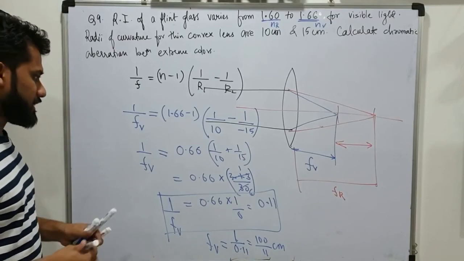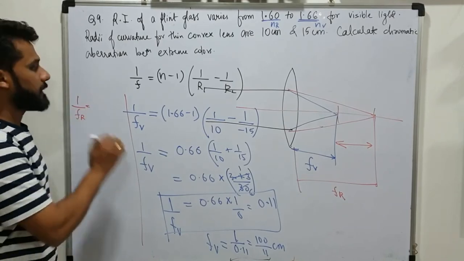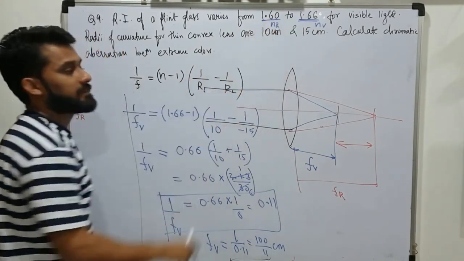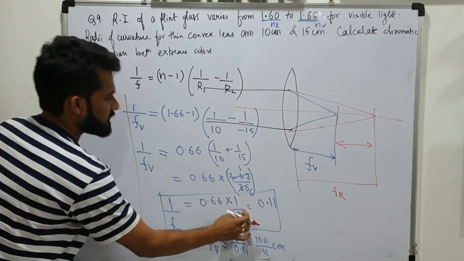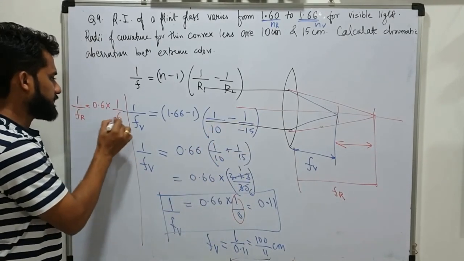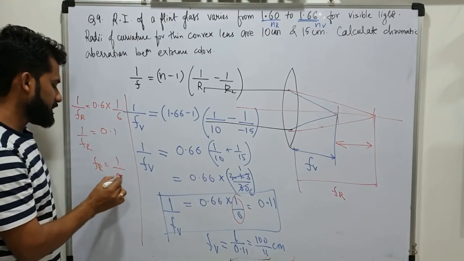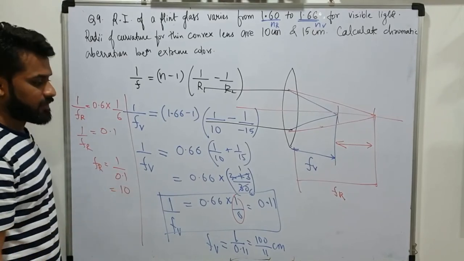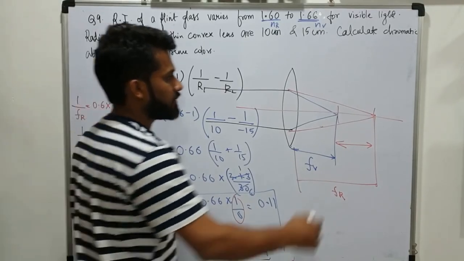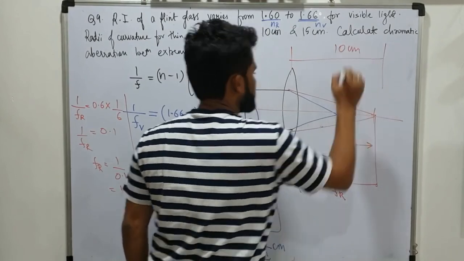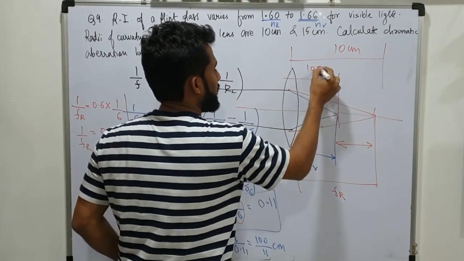Similarly, I can solve it for red as well. 1 upon the focal length of red color will be n minus 1, which is 1.60 minus 1, that is 0.6, times a factor that remains the same, 1 by 6. We have already proved it. So 1 by the focal length of red comes out to be 0.1. The focal length of red will be 1 upon 0.1, that is 10 centimeters. So red color converges at 10 centimeters, and violet color converges at 100 by 11 centimeters.